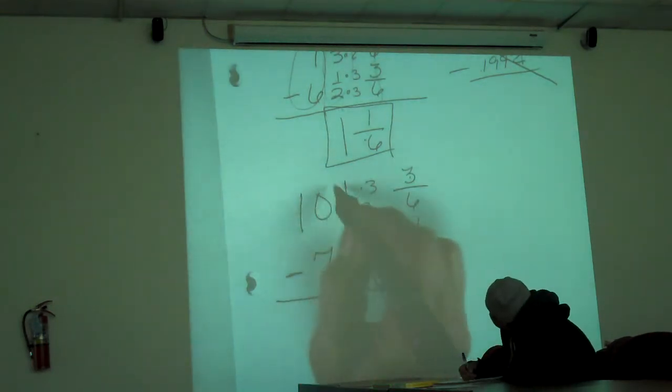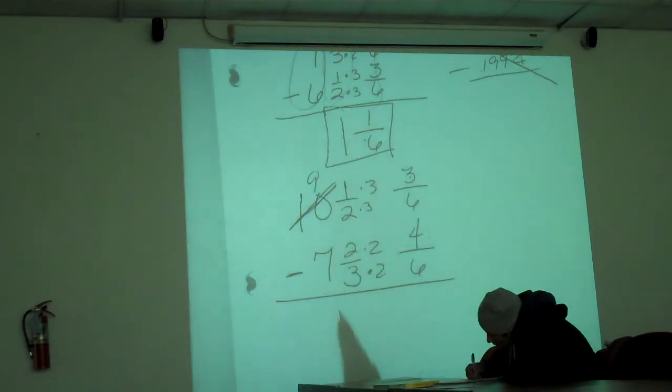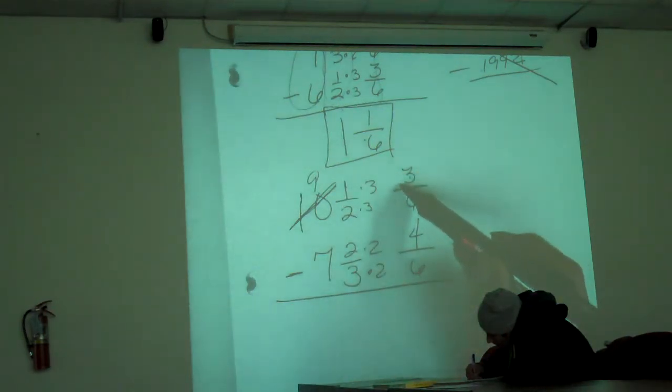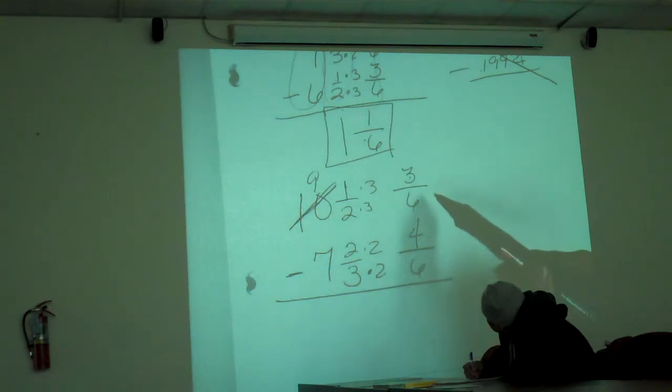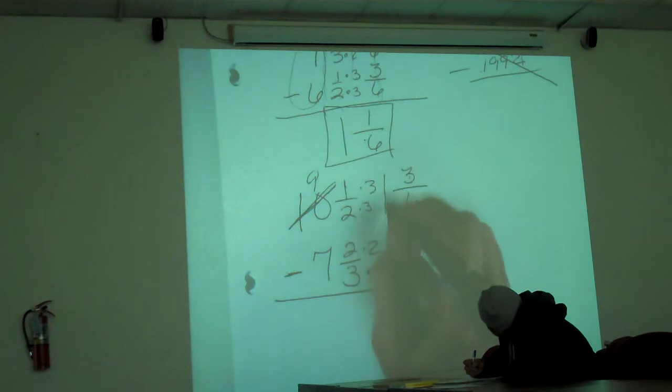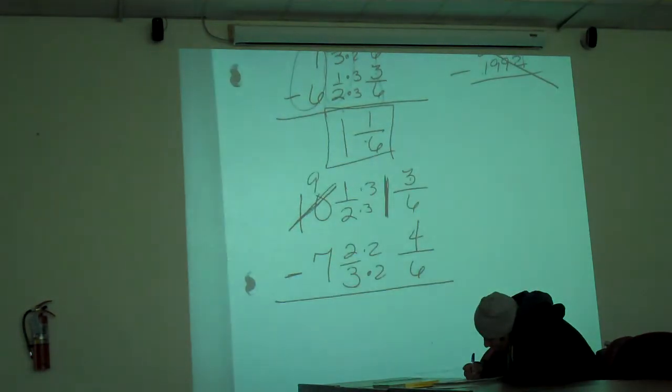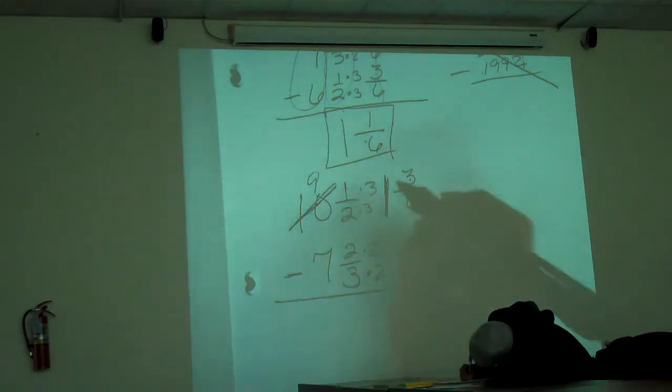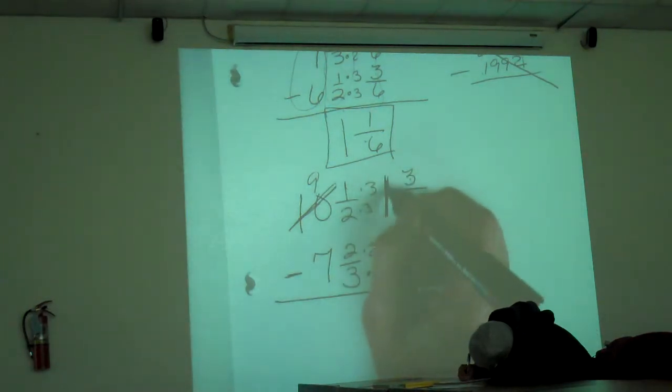When you borrow from the whole number here, make it 9. Don't put a 1 right here. Don't make it 13. Okay? That's not going to work. Don't put it there. Put it in front of it like the mixed number, 1 3/6. Okay? That's where people mess up on borrowing here. Don't put it in front of the 3 here.